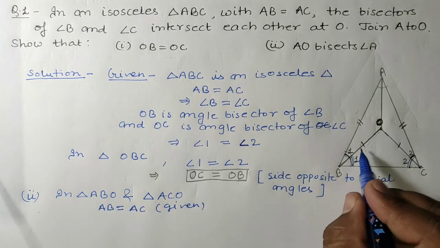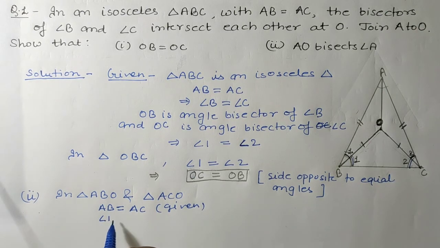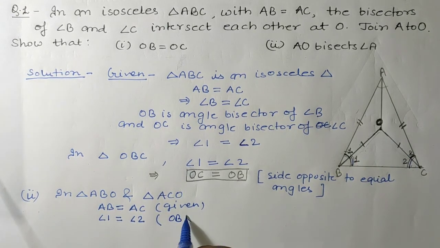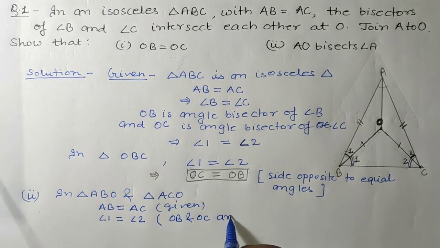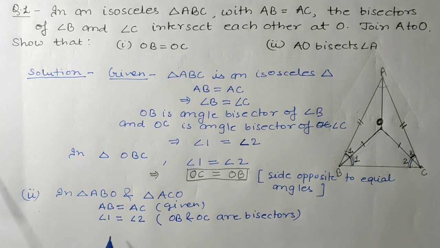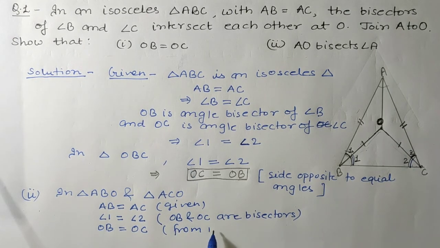Okay. Angle 1 is equal to angle 2 because OB and OC are bisectors. And the third one is the side OB is equal to the side OC. It was, we can write it from 1.